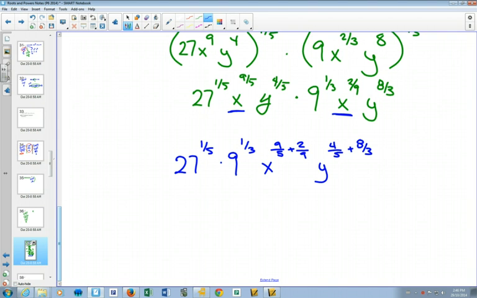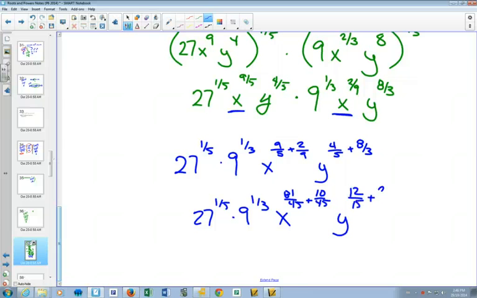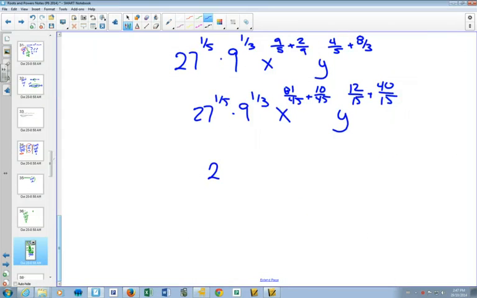Okay, but we need to add these exponents. So I'm going to keep the 27 to the 1/5 and the 9 to the 1/3. And I'm going to get x to the, well, how do I add fractions? Need a common denominator. So this will be 81 over 45 plus 10 over 45. And here it will be 12 over 15 plus 40 over 15. Now that I have a common denominator, 27 to the 1/5 times 9 to the 1/3, x to the 91 over 45. So you get to use your adding fraction skills. When did you first learn to add fractions? Is that grade 7 or is it grade 8 now? So there it is, simplified.